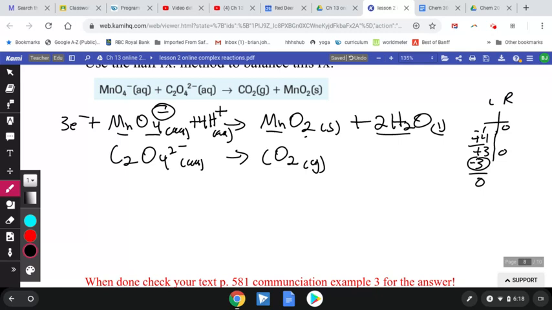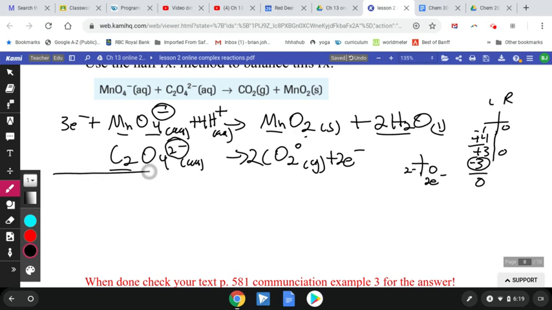Second reaction, balance all atoms other than oxygen and hydrogen. 2 carbon, 2 carbon. 4 oxygen, 4 oxygen. Whoa, that one's done. Interesting. No hydrogens needed. I just have to balance my charges. I've got a 2 minus, and this is a molecule, so 0. So the right side is 0, and the left side is 2 minus. So I need to add 2 minus to the right side. 2 electrons. Okay, so those weren't too bad.